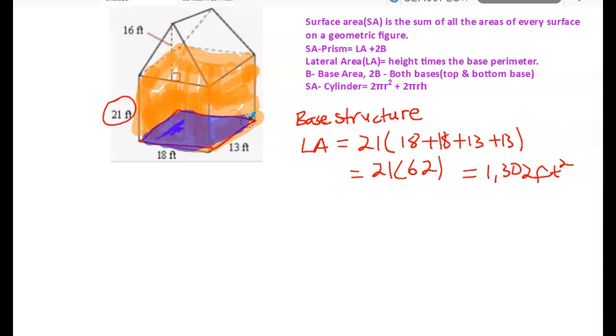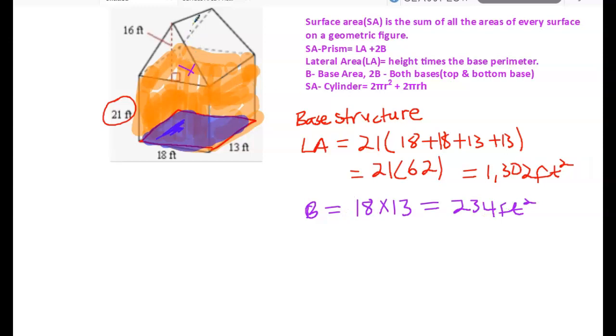We need that because we need to find that surface too. But we are not going to need the top here. So that's the reason why we are not using the 2. We are not doubling the top and bottom. We need only the bottom. So it's just going to be 18 times 13 here. That gives us 234. It's also an area, so feet squared.